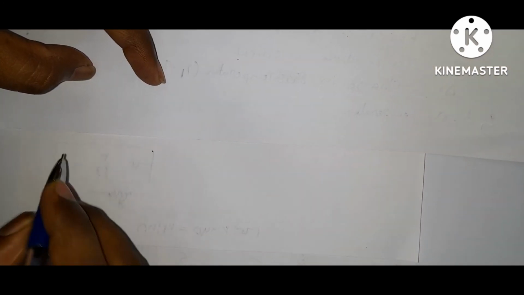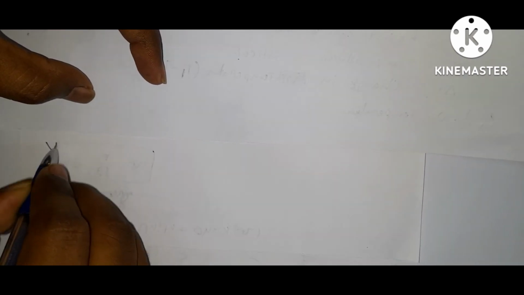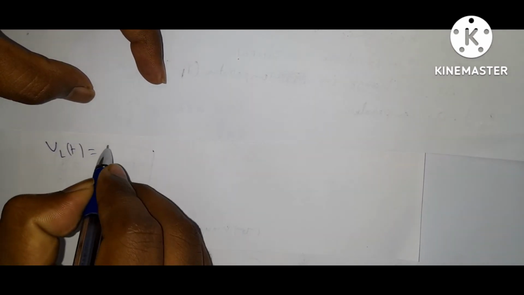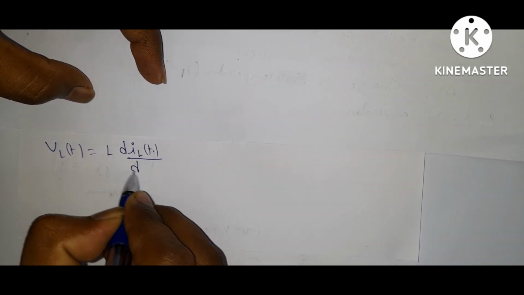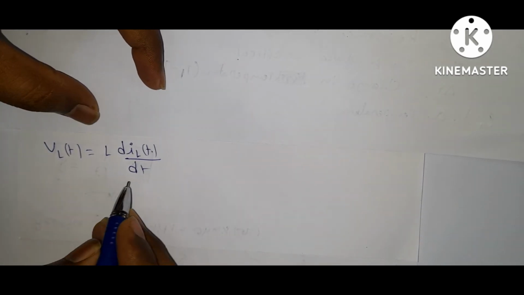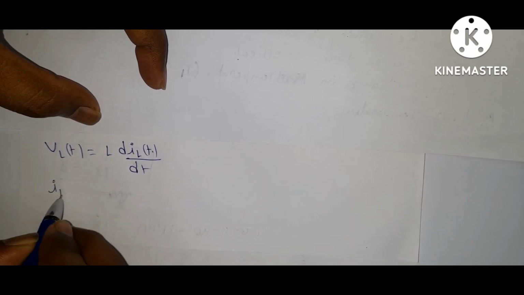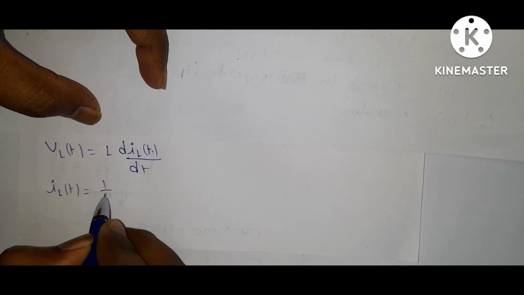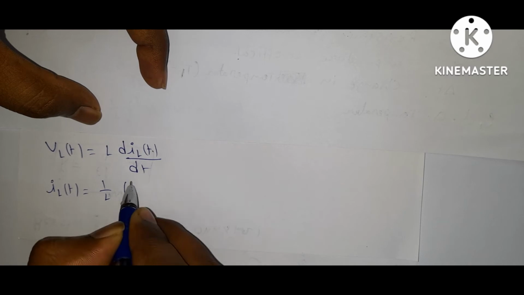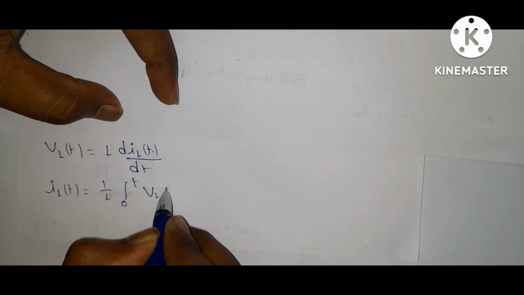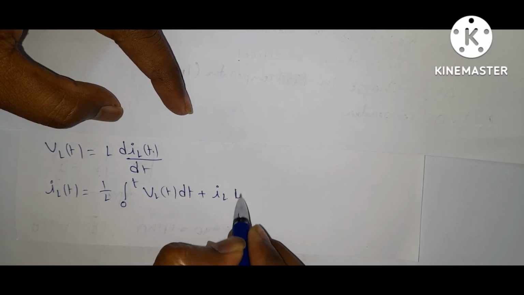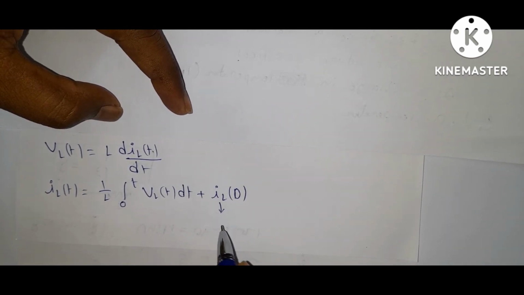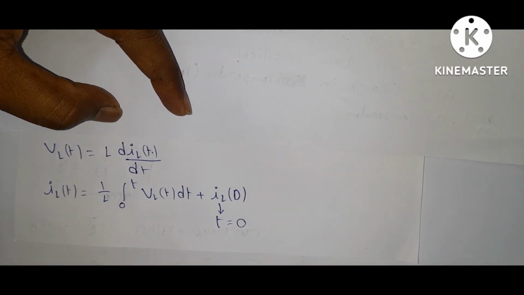Next, we get VL of t is equal to L into dIL of t by dt. From this expression, write IL of t. So IL of t is equal to 1 by L into integral 0 to t VL of t dt plus IL of 0. This is the initial current, or current at t is equal to 0.